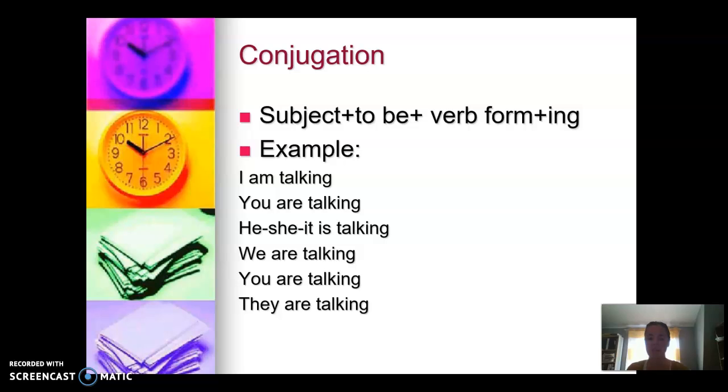So you have your subject, your verb to be. Don't forget that. A lot of people forget that when they're writing especially. So a lot of them would just say I talking. No, I am talking. So subject, verb to be, your main verb with ing. And it's the same thing everywhere. I am talking, you are talking, he, she, it is talking, we are talking, you are talking, they are talking.